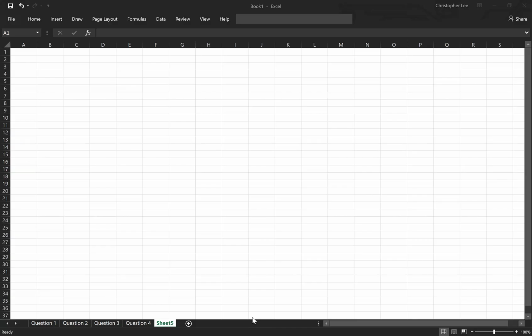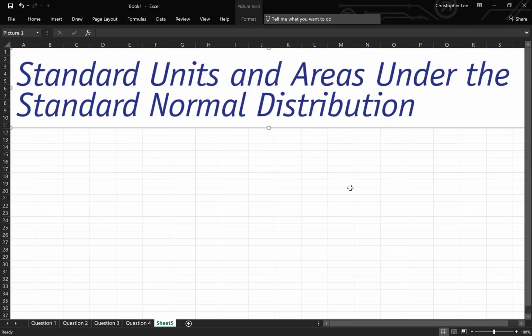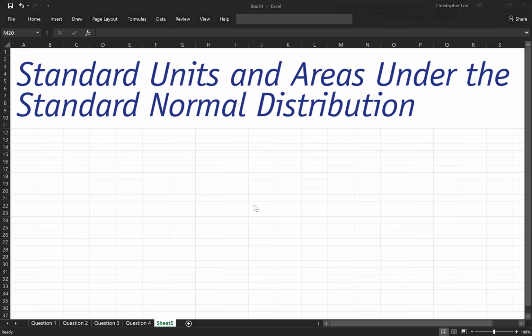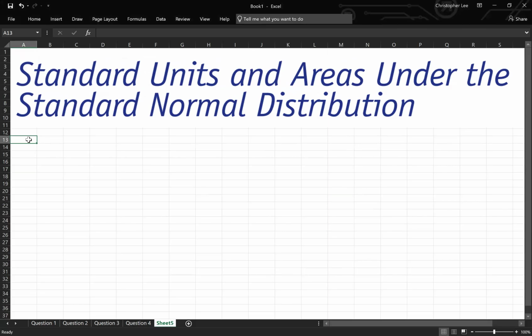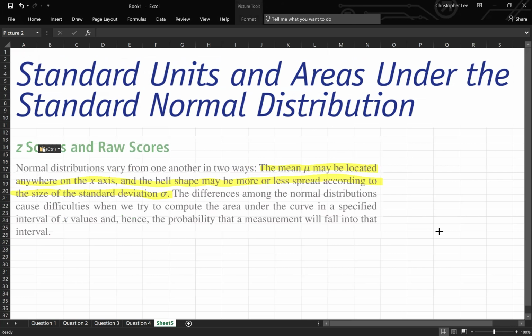A couple things we're going to want to talk about. This shouldn't be too bad. This is another question that you're going to get on the final. So we're going to be talking about standard units and areas under the standard normal distribution. So z-scores and raw scores.